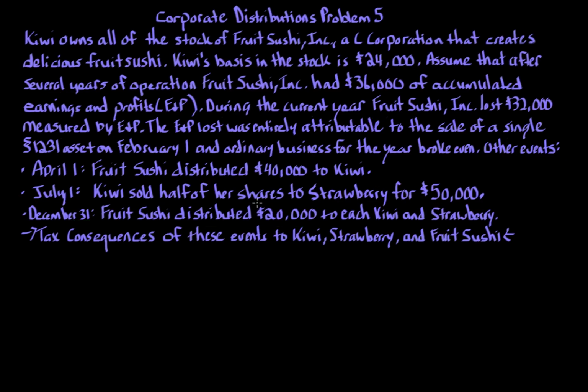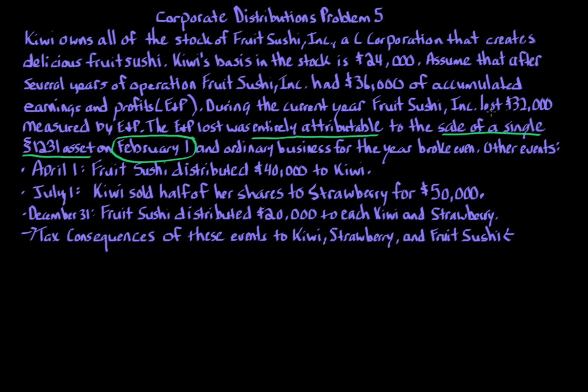All right, so here is problem number 5. Take a look and see if you can find what changed. All right, so if you were able to find it, right here, during the current year, Fruit Sushi Inc. lost $32,000 measured by EMP. So that's the exact same sentence from last time. But let's read the next sentence. The EMP was lost entirely, so that lost EMP was entirely attributable to the sale of a single Section 1231 asset, and here's the important part, on February 1st. And ordinary business for the year broke even.